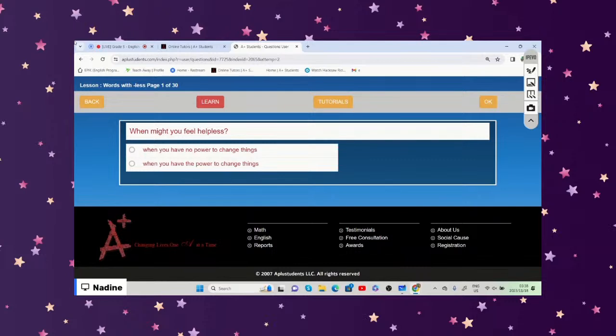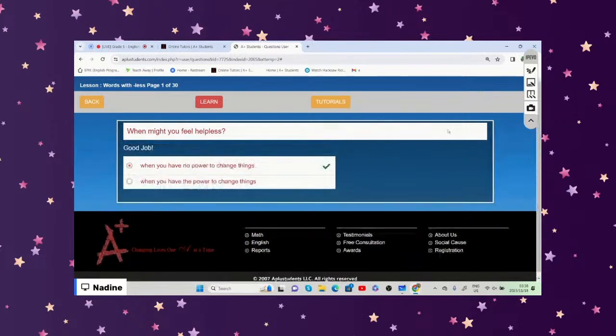And if we choose the correct answer, then it means that you have no power to change things. The first one is correct. So you feel helpless. It's like you feel like you can't do anything when you have no power to change things, right? So well done, guys. Option one is correct.